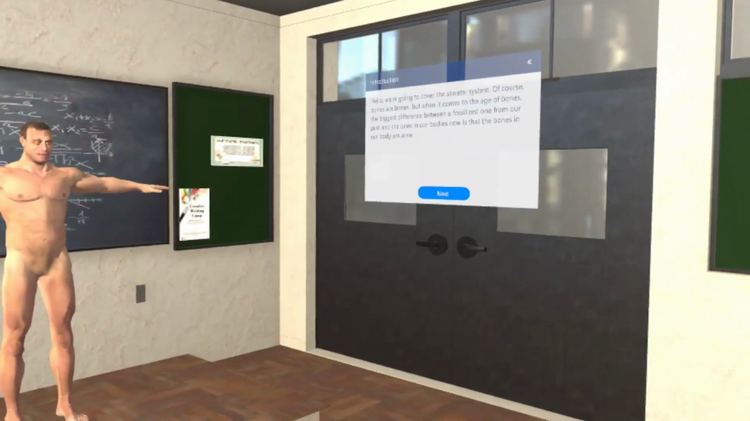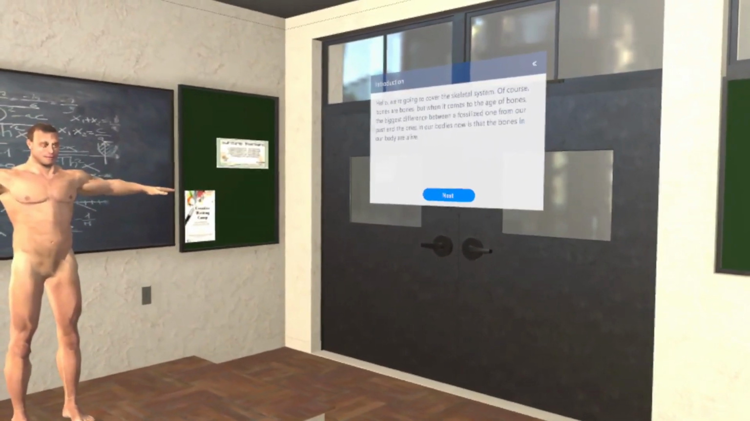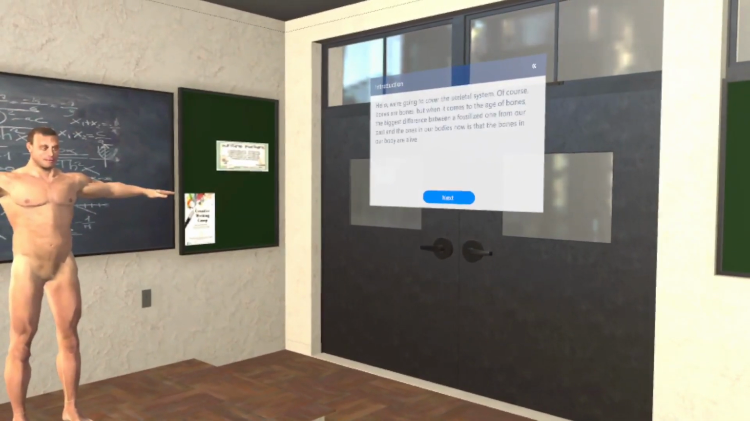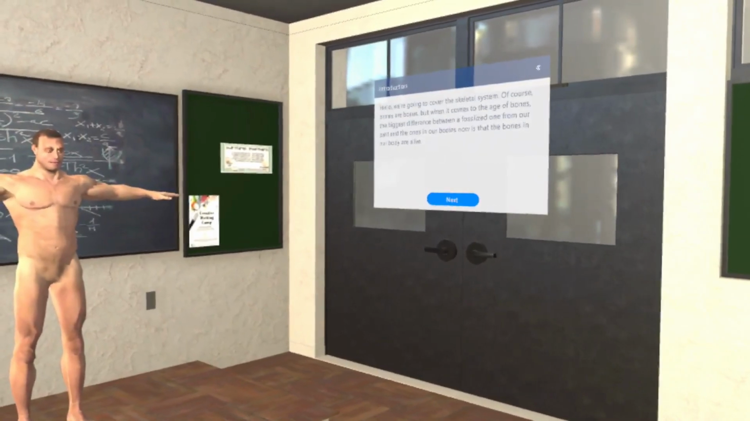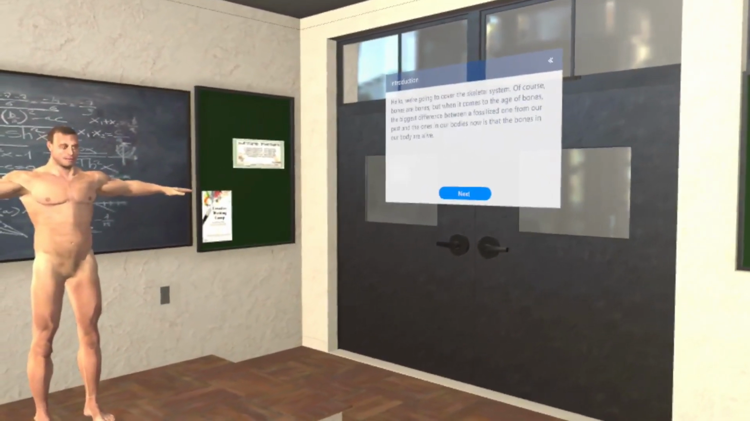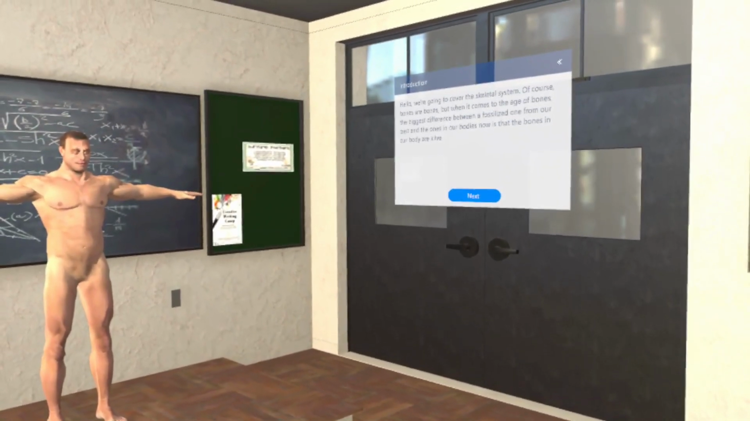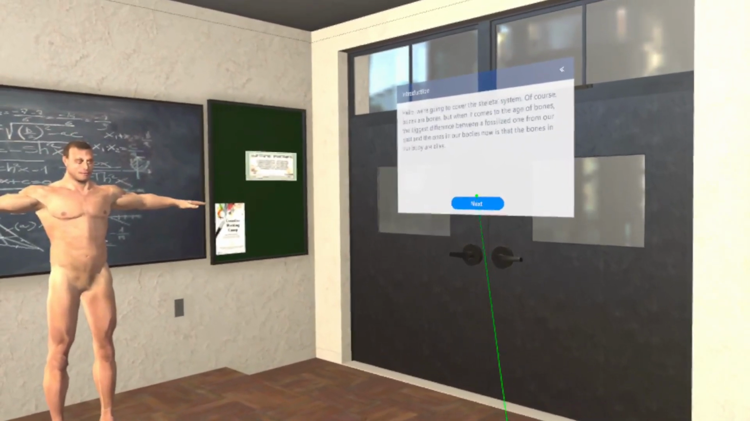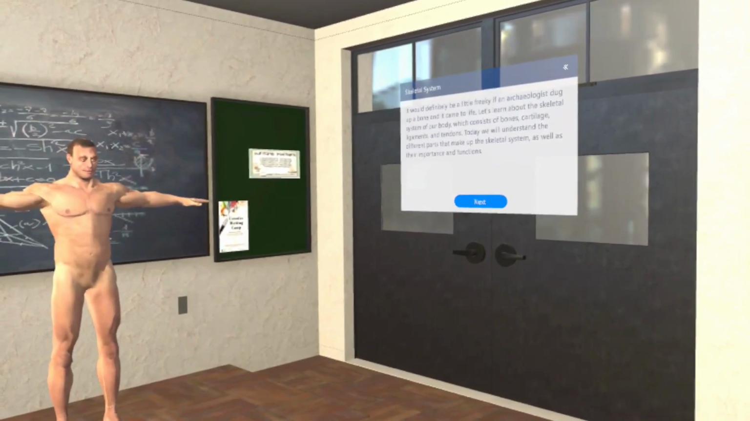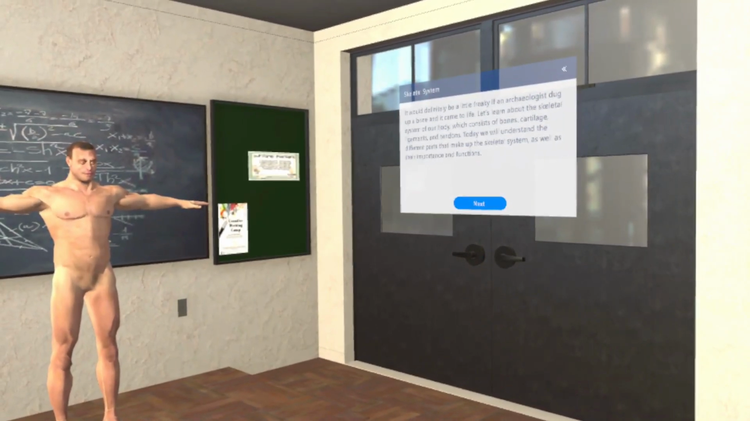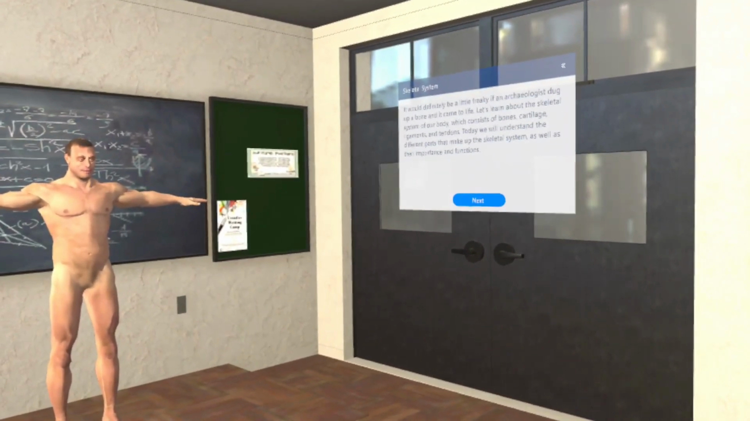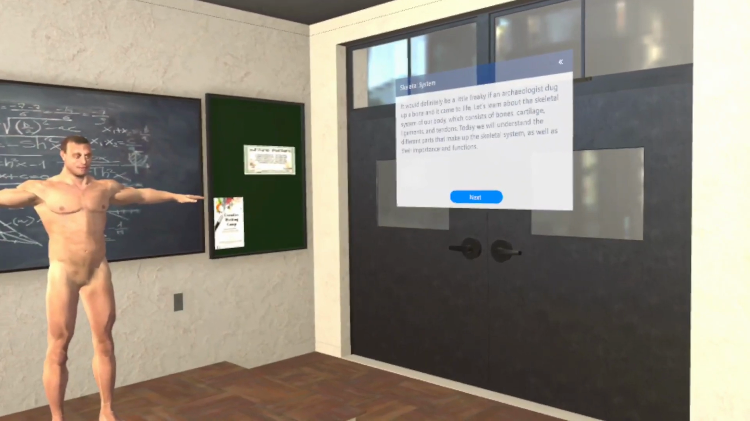Hello, we're going to cover the skeletal system. Of course, bones are bones, but when it comes to the age of bones, the biggest difference between a fossilized one from our past and the ones in our bodies now is that the bones in our body are alive. It would definitely be a little freaky if an archaeologist dug up a bone and it came to life.